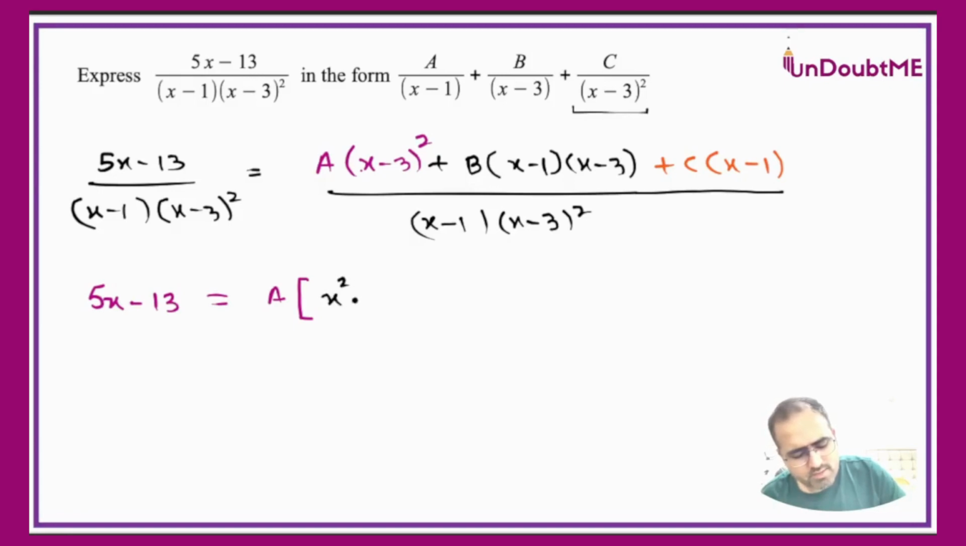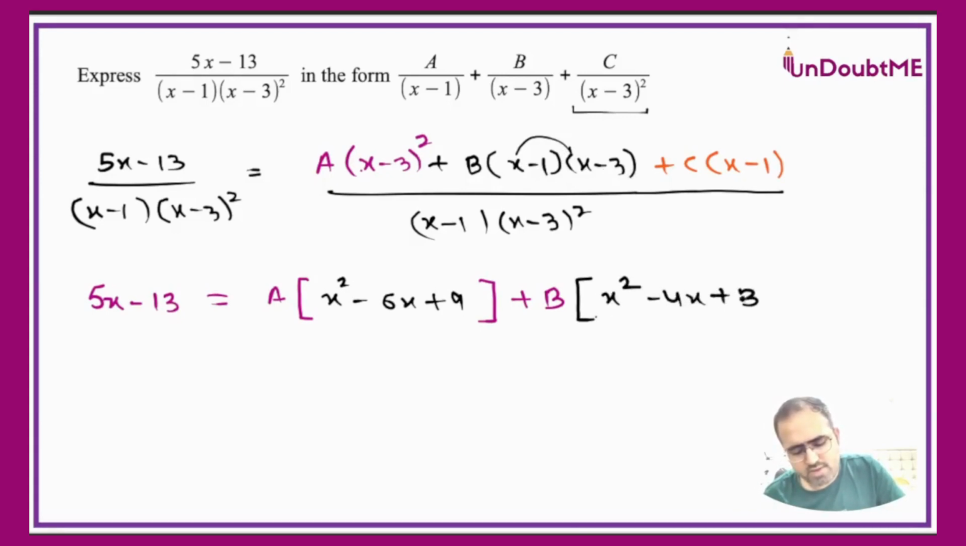(x minus 3) whole square will be x square minus 6x plus 9. I have used the formula directly, (a minus b) whole square. Then the next term is B times (x minus 1)(x minus 3). When I multiply them, it will be x times x, x square, minus 3x minus 1x, it will be minus 4x, and plus 3. Like this, you can even do in an exam. It is not at all required to show x square, then minus 3x, then minus 1x, then plus 3. Cut short the steps for all these things. You have to save your time. In exam, it will be very limited. Next is plus C times (x minus 1). Now it is time for rearranging.